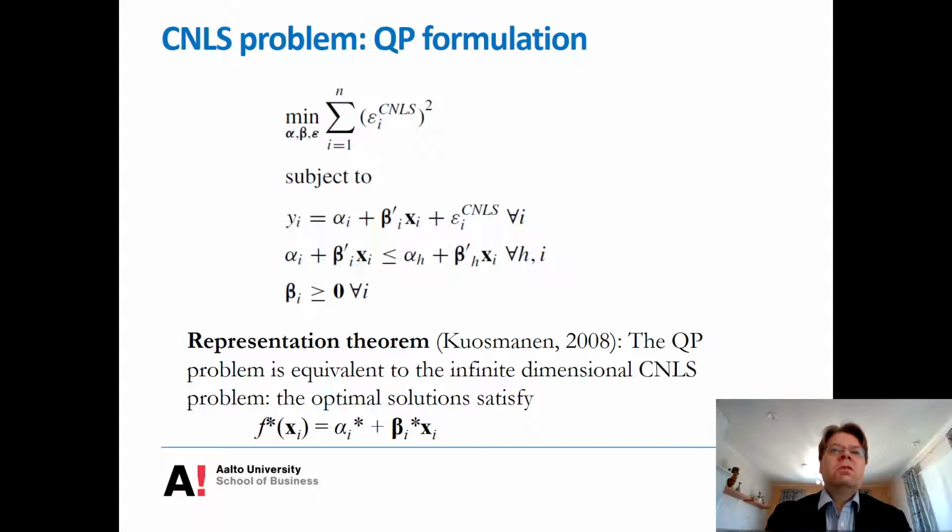And the second system of inequality constraints, so this is really the heart of the CNLS approach. So notice here that these inequality constraints keep these regressors x_i, the vector x_i, fixed. So in both the left-hand side and right-hand side of the inequality, we have the same x_i vector. However, we evaluate this x_i vector using these multipliers beta_i and intercept alpha_i. On the left-hand side of the inequality, we have alpha_i and beta_i, but notice that on the right-hand side of the inequality, we have alpha_h and beta_h, referring to some different unit, different observation h.